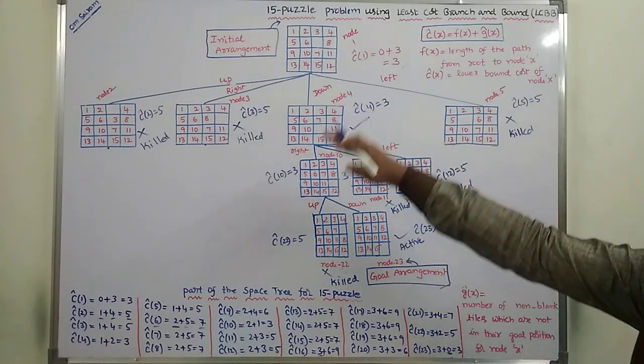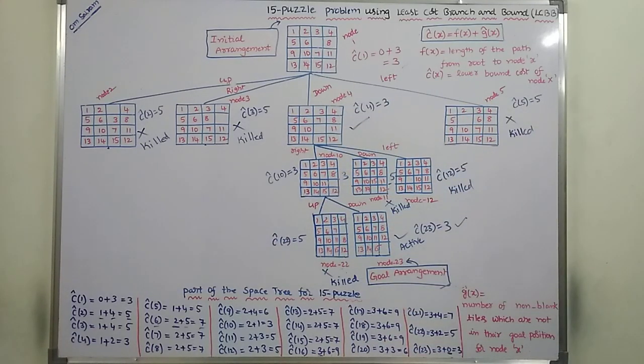So this is the state space tree for the 15 puzzle problem using least cost branch and bound.